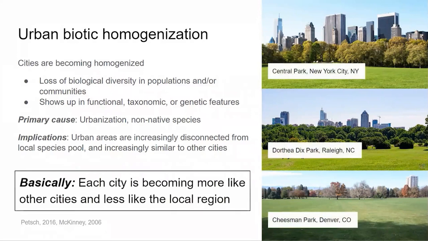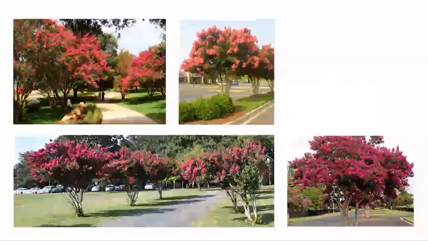So essentially, to summarize again, each city is becoming more like other cities and less like the local region. So you can see from these pictures, if you didn't know where they were taken necessarily, they all look pretty similar. You have lots of introduced turf, lawn, some trees in a city. Looks pretty similar.